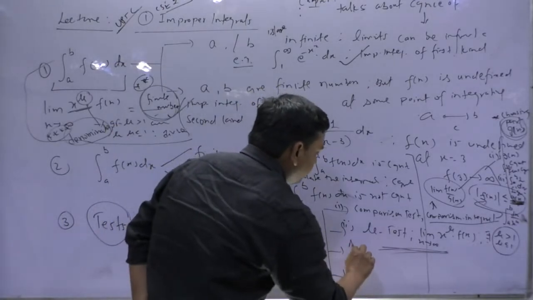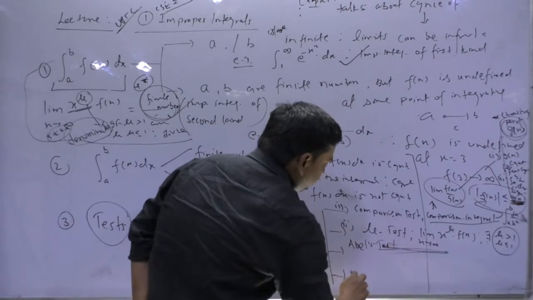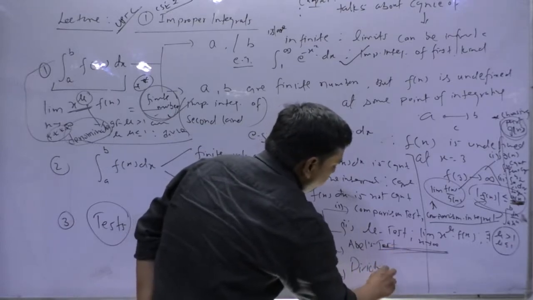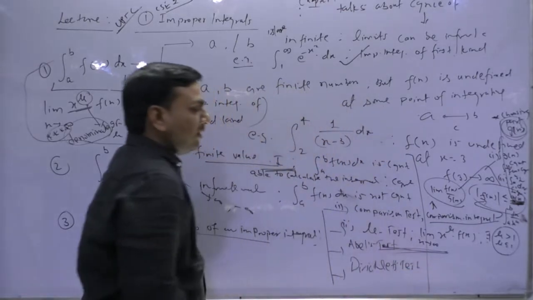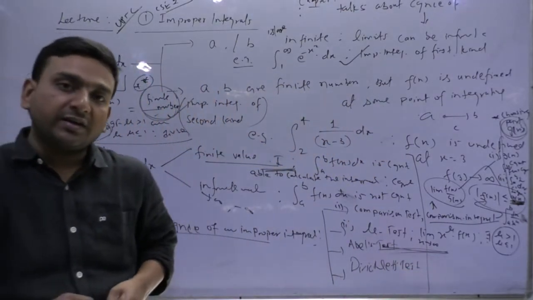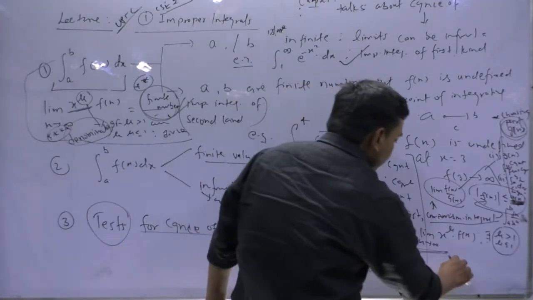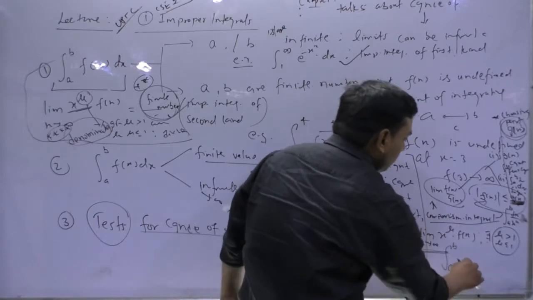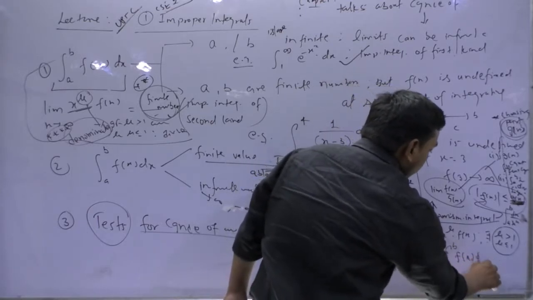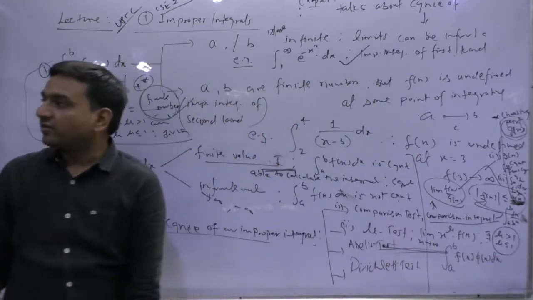Another category is Abel's test and Dirichlet's test. This is Abel's test and Dirichlet's test. In the case of Abel's and Dirichlet's tests, on average we are talking about the product of functions.